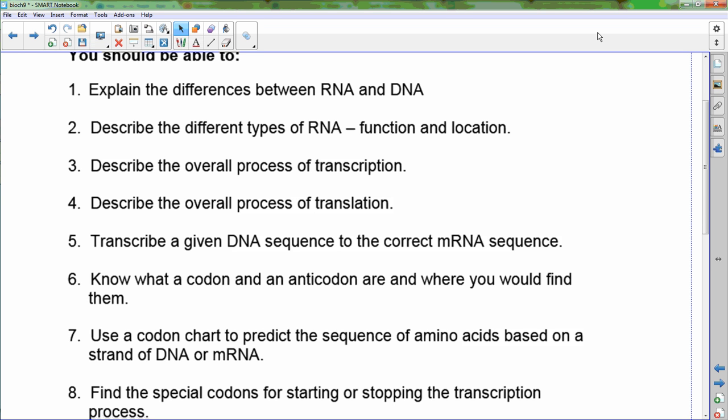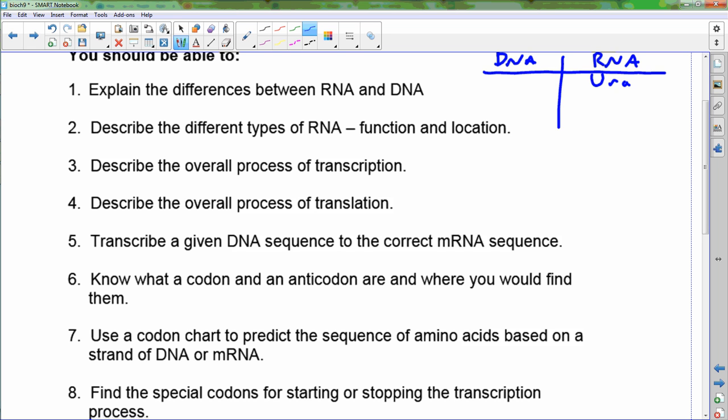All right, number 1 says you should be explaining the differences between RNA and DNA. So, what are some differences? Cedric, you know any differences between RNA and DNA? Okay, so in RNA, let's do like this. RNA, we use uracil. In DNA, it's thymine. That would be one difference.